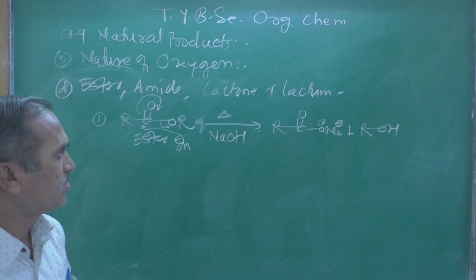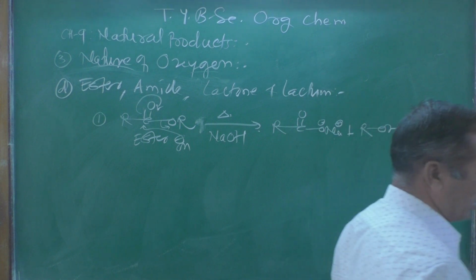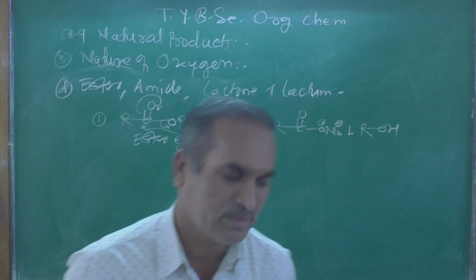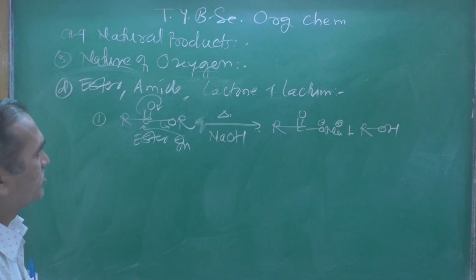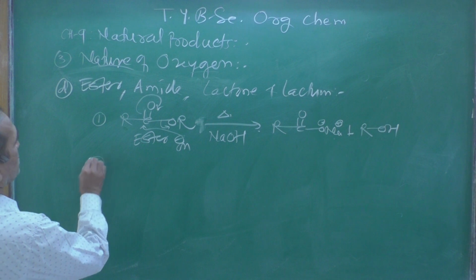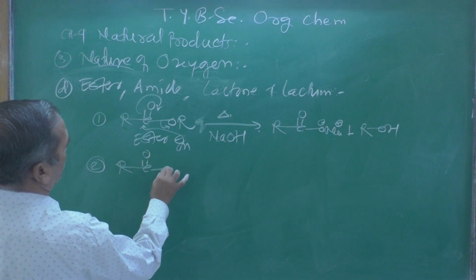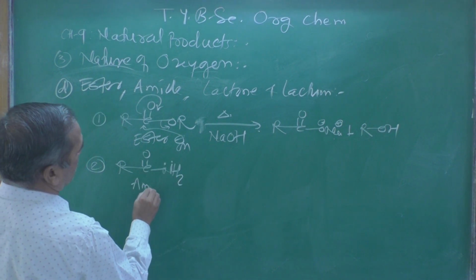So this is the general way of determining acid. So the number of acid groups present in the compound: again go for acid treatment, then find out the number. Now let us look at the second one, which is amide. As we know, RC double bond O NH2 is the general formula of amide.